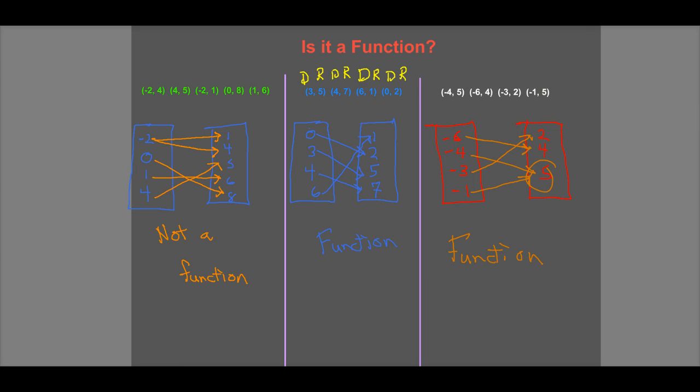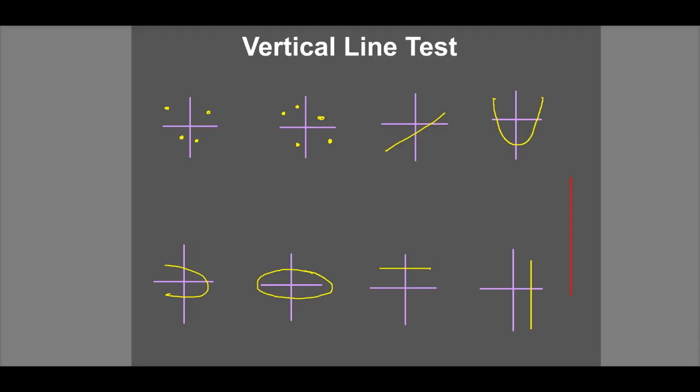So that's how to tell if it's a function using a mapping diagram. Another way we can determine whether something is a function is through using the vertical line test.